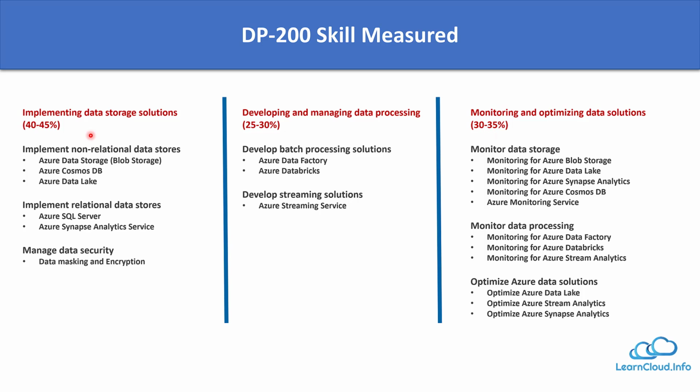So in the first section, we have 3 modules: non-relational data store, relational data store, and security. Now in non-relational data store, we have 3 services which Azure would like to check in this exam. The first one is Azure Data Storage. And within data storage, very specifically blob storage. We have other types of storage services like file storage, queue storage, or table storage. But from an exam perspective, you need to know blob storage.